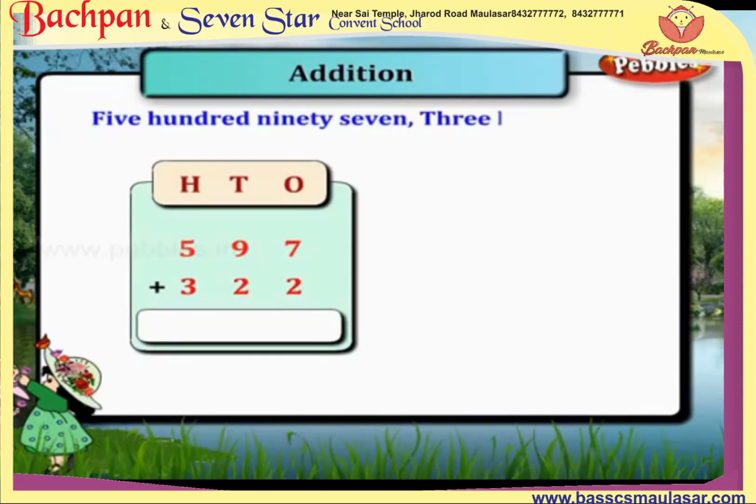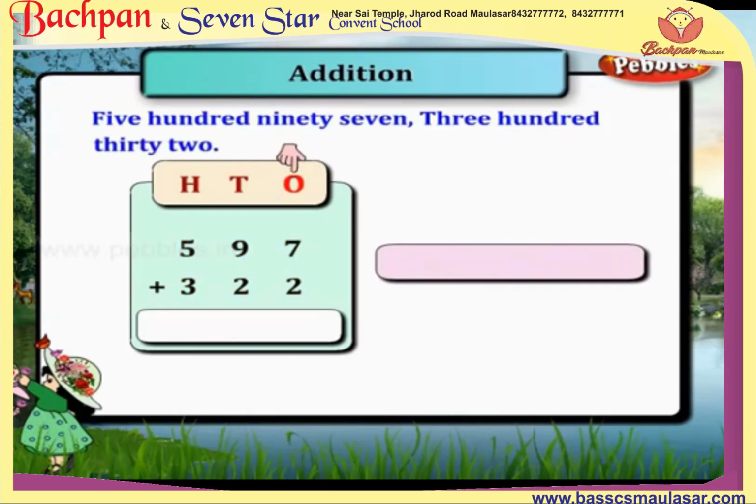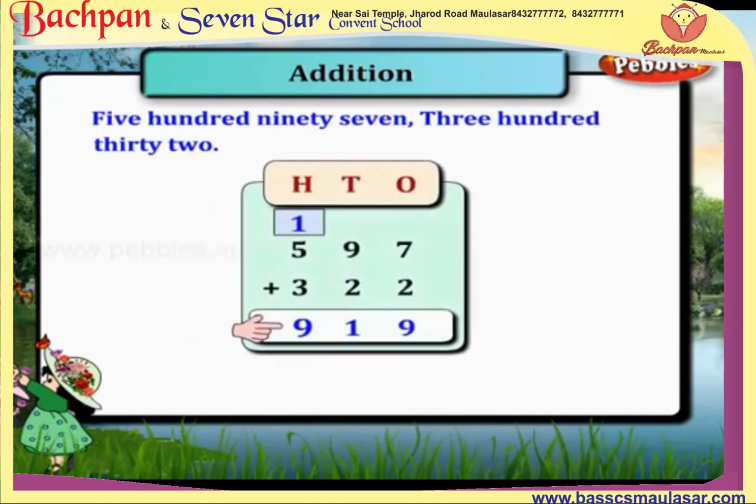597 plus 332. Add ones. 7 plus 2 is equal to 9. Add the tens. 9 plus 2 is equal to 11. Write 1 in the tens column and carry over 1 to the hundreds column. Add the hundreds. 1 plus 5 plus 3 is equal to 9. The total is 919.